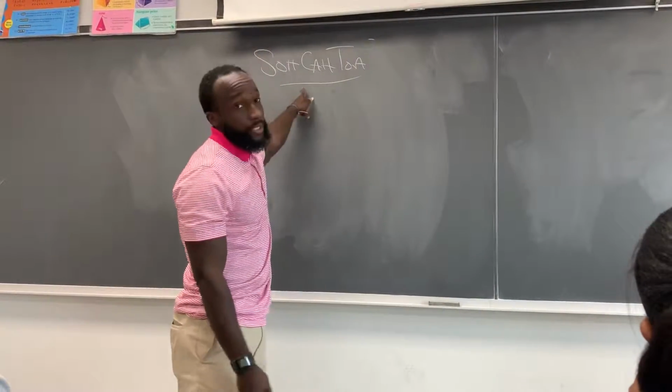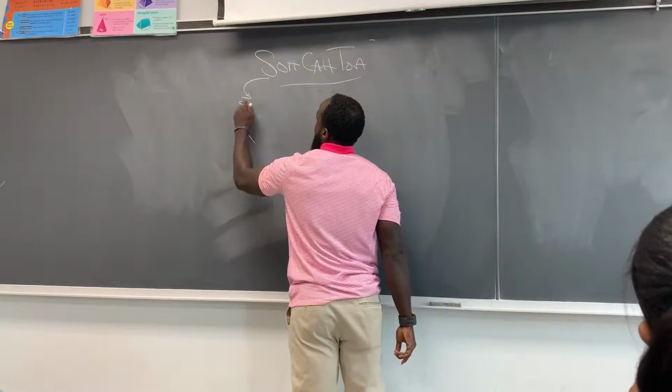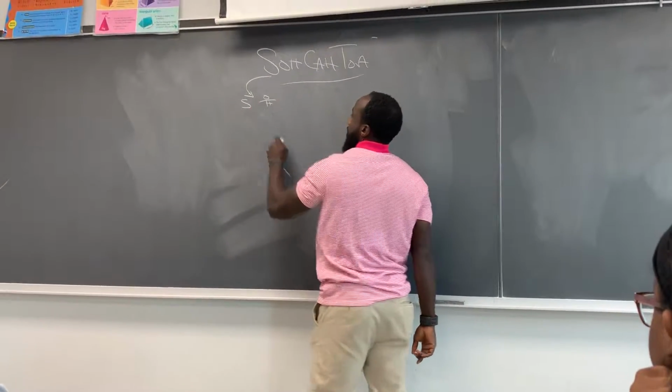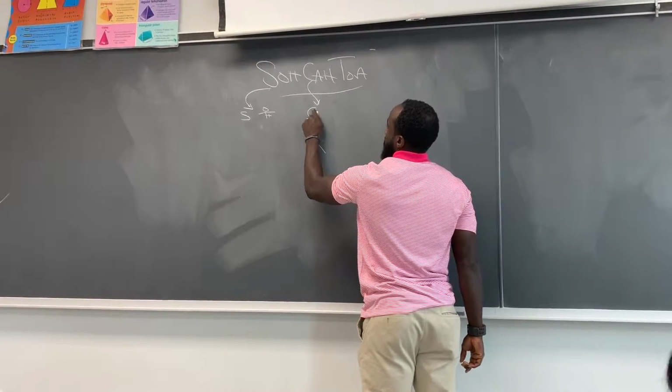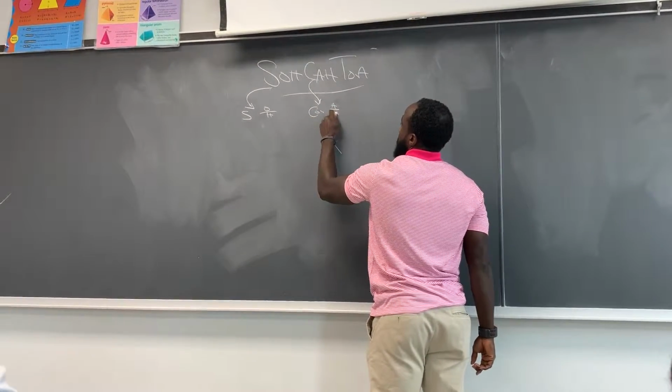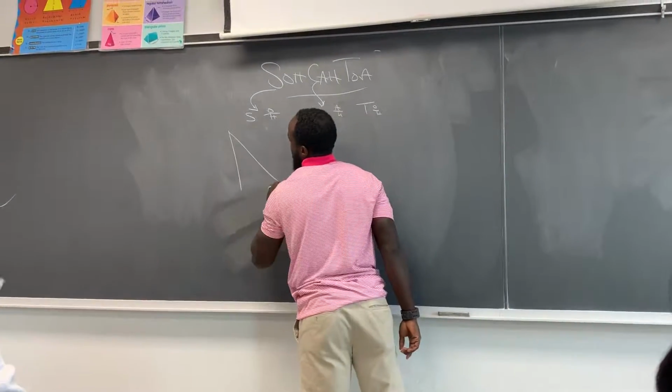Alright, we're gonna talk about SOHCAHTOA. I remind you about SOHCAHTOA, right? SOHCAHTOA. S, sine: opposite over hypotenuse. C, cosine: adjacent over hypotenuse. And then tangent: opposite over adjacent. This is all relative to a right triangle.